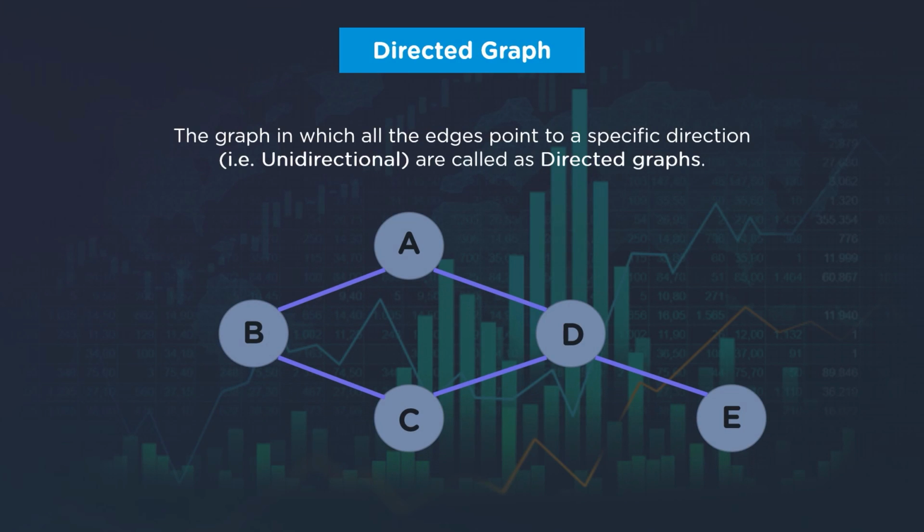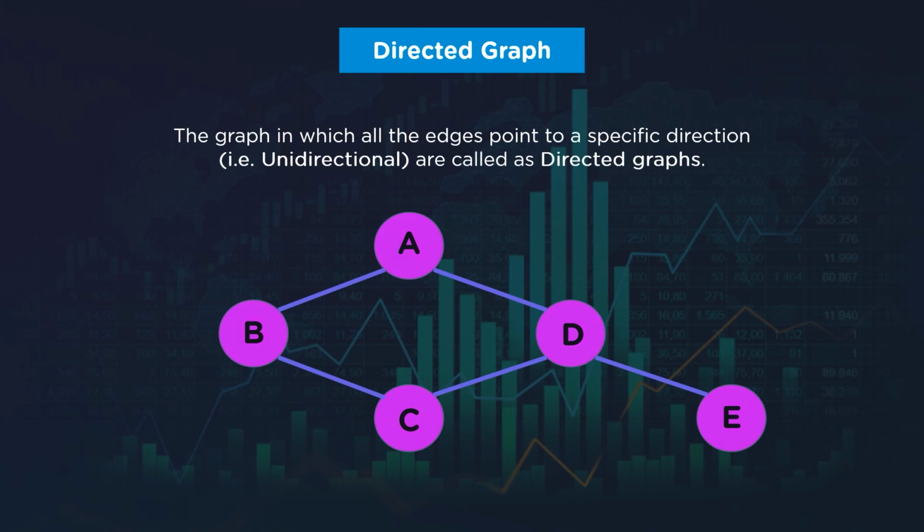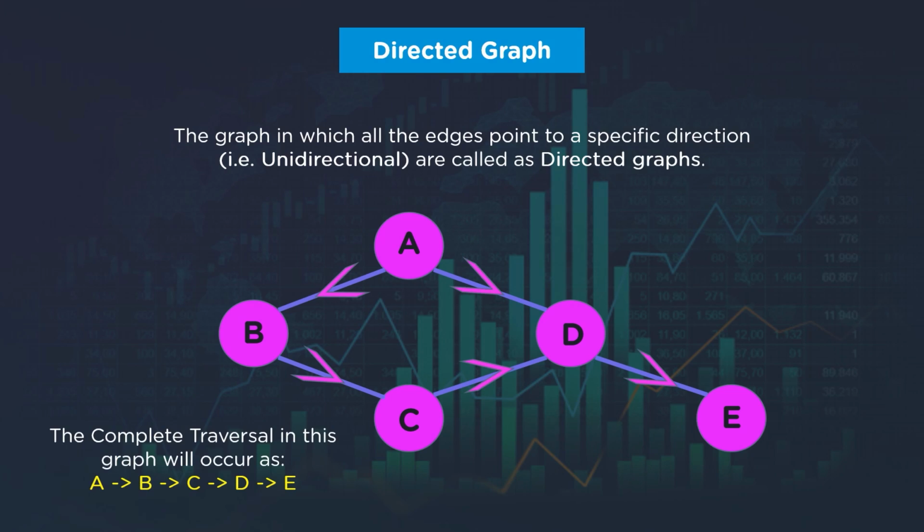Next up is the directed graph. It is a graph in which the edges point in a specific direction. By this, I mean in this type of graph, you can only move in a single direction. For example, you can traverse this given graph starting from A, then B, then C, then D, and finally E. But here, you cannot traverse back from E to A as this graph is unidirectional.